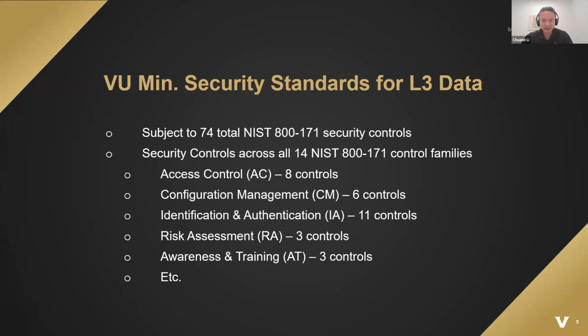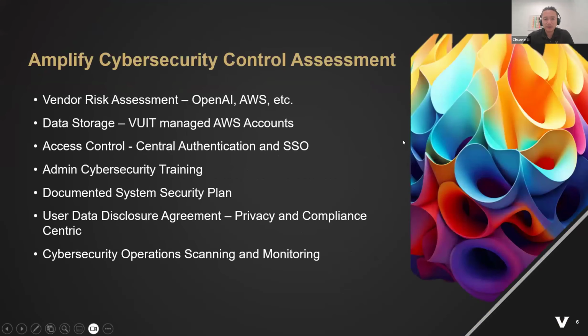Okay, all right, back to level 3 data. Level 3 data covers security controls across all 14 different control families, from access control to configuration management, identification and authentication, and risk assessment. Those are very dry language in the control book. But let's just click that.